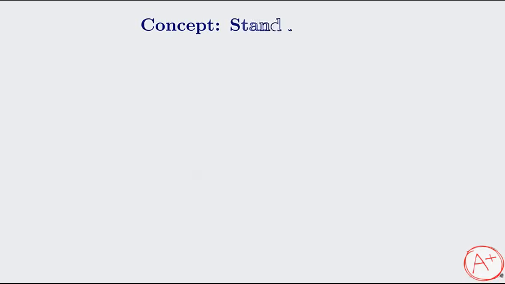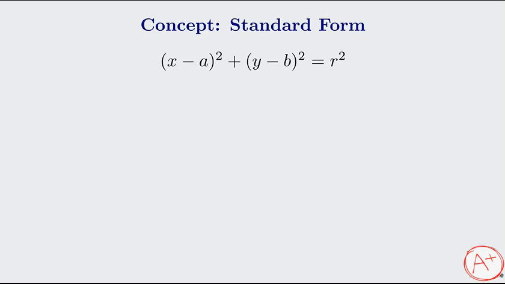Let's start with the standard form of a circle equation. The standard form of the equation of a circle is derived directly from the Pythagorean theorem, or the distance formula. For a circle with center (a, b) and radius r, the equation is given by (x minus a) squared plus (y minus b) squared equals r squared. If the center is at the origin (0, 0), the equation simplifies to x squared plus y squared equals r squared. The values a and b represent horizontal and vertical translations from the origin.